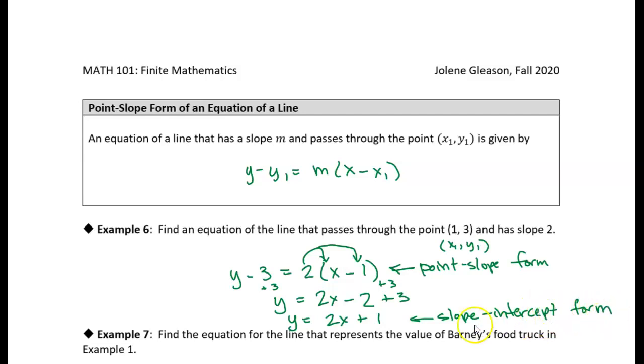And we call it slope-intercept just because basically we can read the slope off of it. The slope is 2, and the y-intercept is 1. All right? We'll get to that. So y-intercept occurs when x is equal to 0. So when x is equal to 0, y is 1. So that 1 value is our y-intercept. So it's often called the slope-intercept form.